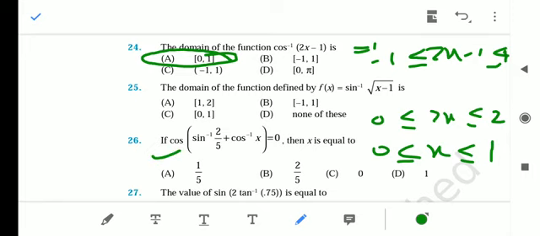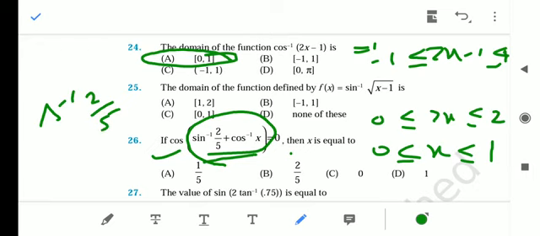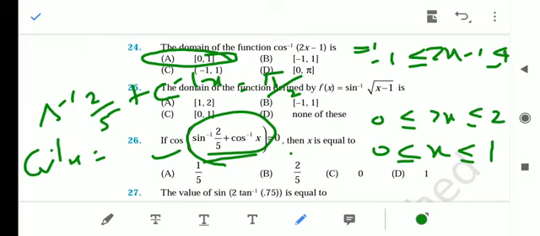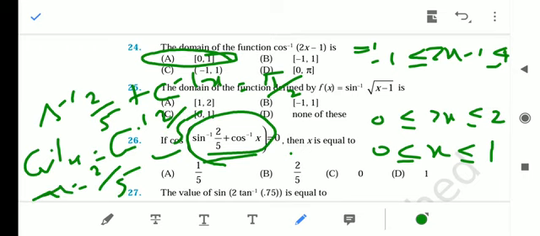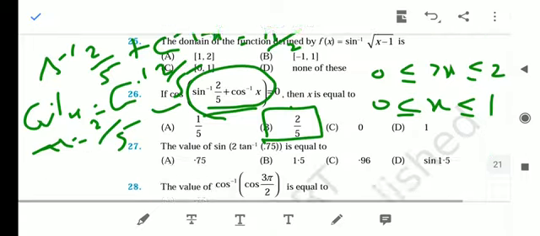We know that cos of this expression equal to 0. If cos of this expression equal to 0, it means sin inverse 2 by 5 plus cos inverse x equal to pi by 2. So we can say cos inverse x equal to pi by 2 minus sin inverse 2 by 5, and you know that pi by 2 minus sin inverse 2 by 5 is cos inverse 2 by 5, and from here we can say x equal to 2 by 5. So here x equal to 2 by 5, so B is the answer. Let us see a few more questions based on it.